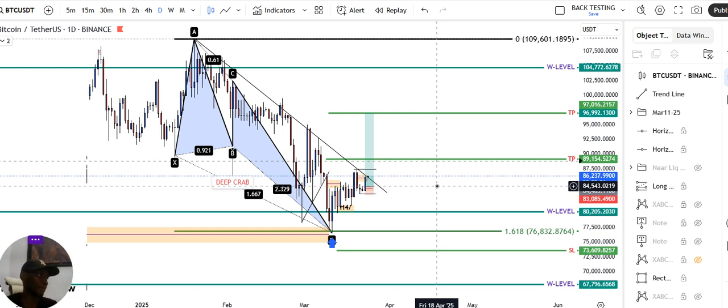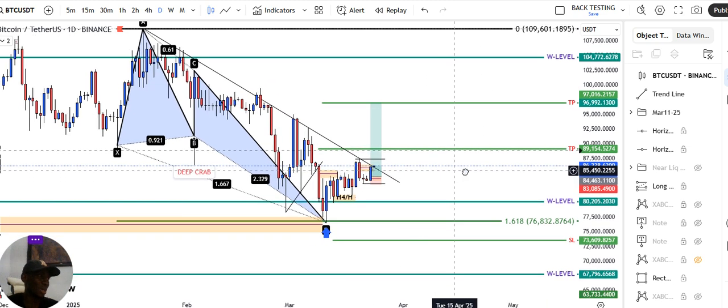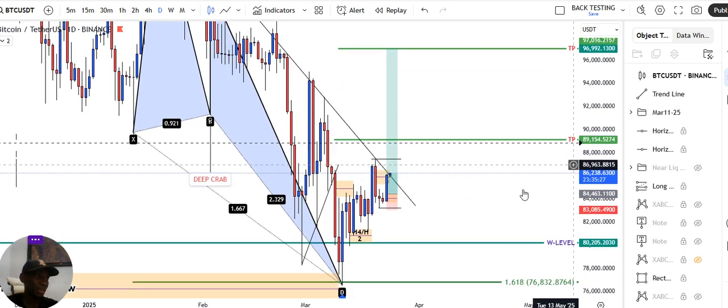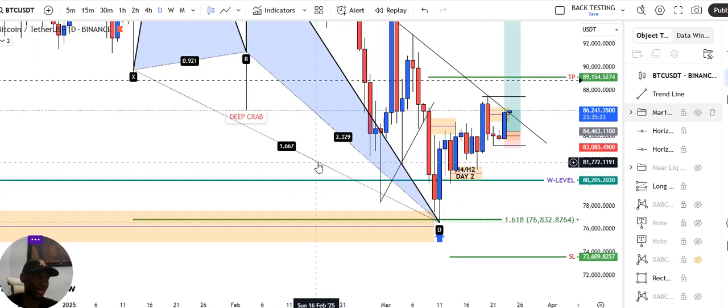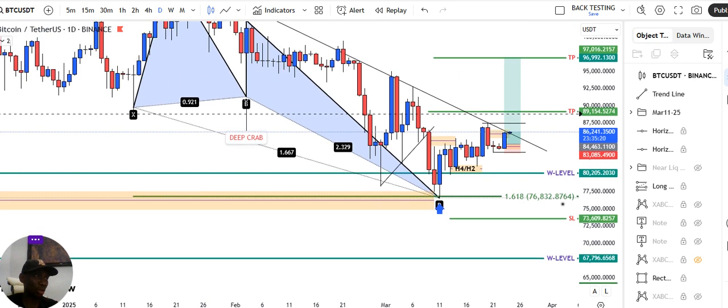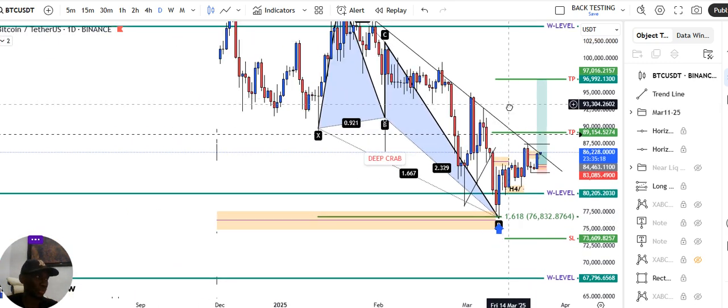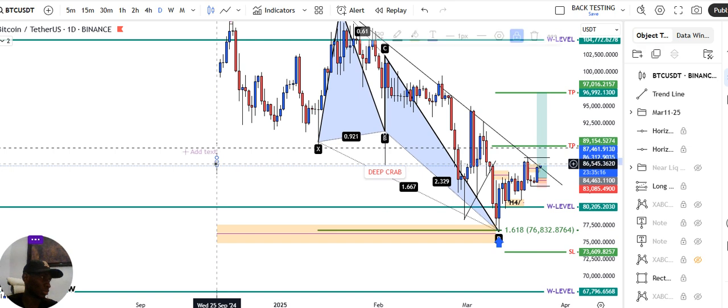Okay, so for BTC, there's nothing you can do, because when price came to this, I told you guys last week, the previous week, that if the pattern doesn't complete, I'm not taking this trade. Yeah, that's what I told you guys.